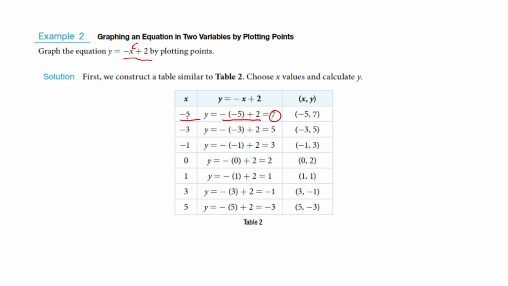So these are partners. They have this special relationship. You put in -5, its partner is 7. And there are various other ones here. You put in -1, what comes out is 3. Those are partners. Put in 1, what comes out is 1. So the line has this special relationship with these partners. And if you graph the individual dots, oh, they didn't do it. Okay, let's graph it.